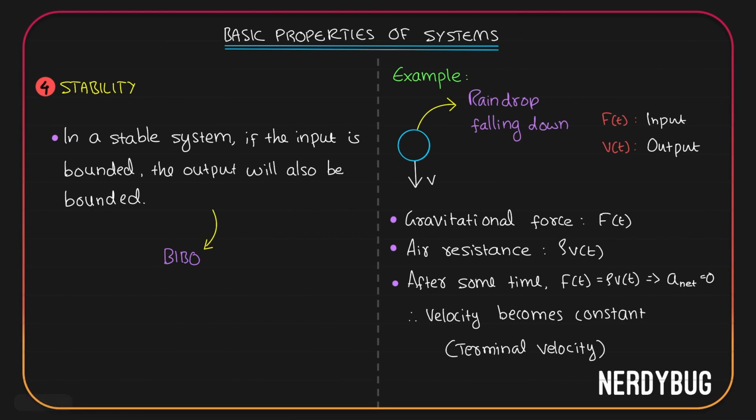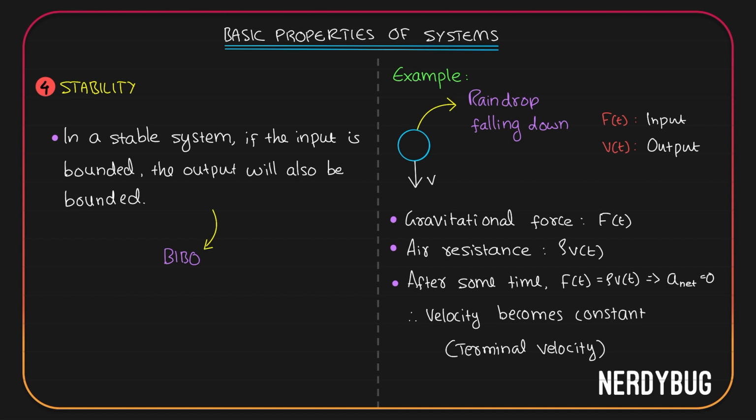Another example we can take is that of a raindrop that is falling down. It has some velocity v at all times. The gravitational force acting on it is f of t. We'll take it as the input. Its velocity v of t, we take it as the output. Now, gravity is not the only force acting on it. There is air resistance as well, and it is proportional to the velocity at that particular time. So we took it as a constant multiplied by velocity at the time.